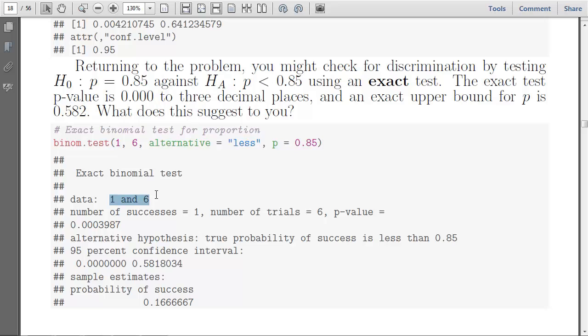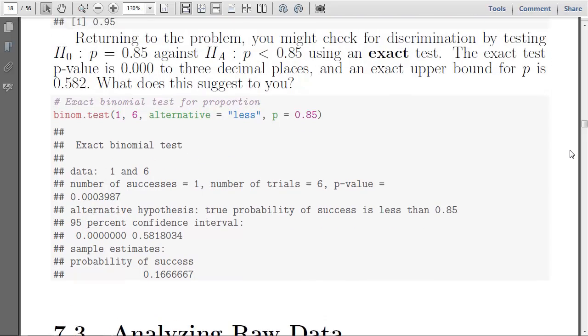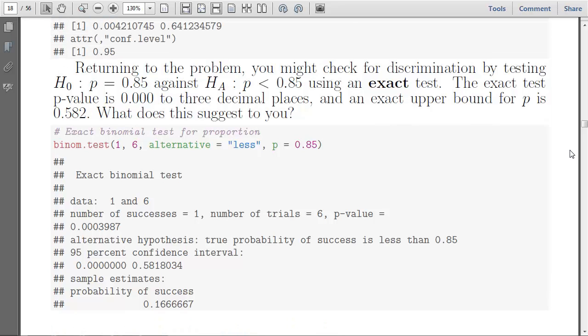So we've got 1 and 6 as the successes and total numbers, and it verifies that for us right here. Number of successes equals 1, number of trials equals 6. Here's our p-value, 0.0004. Quite a bit smaller than 0.05. We're going to reject our null hypothesis in favor of the alternative, and that's bad news. The alternative is that there's discrimination still happening. So that's everything you could want to know about one sample tests.